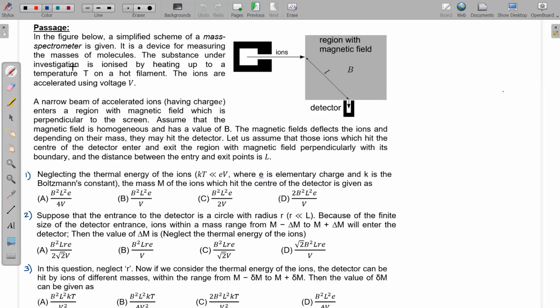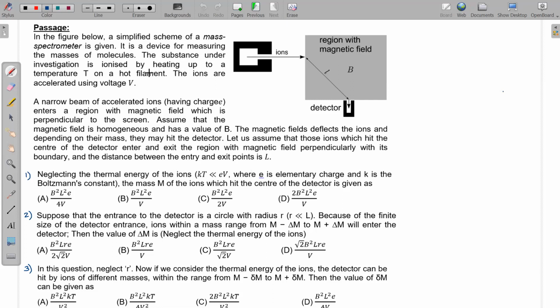The substance under investigation is ionized by heating up to a heating temperature T on a hot filament. The ions are accelerated using a voltage capital V. So वो फिलामेंट और एक्सलेटिंग वोल्टेज वो सब इस बॉक्स के अंदर प्रेजेंट है यहाँ पर, जो शो नहीं कर रखा है आपको डायग्राम में.